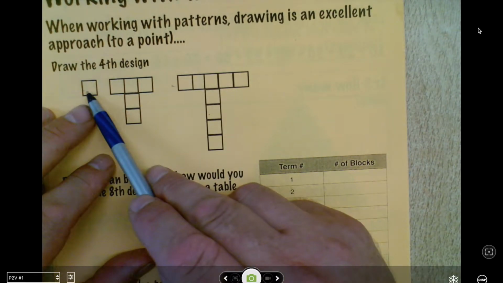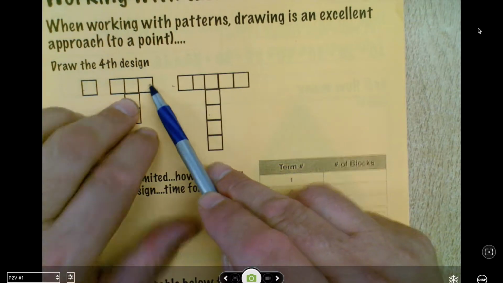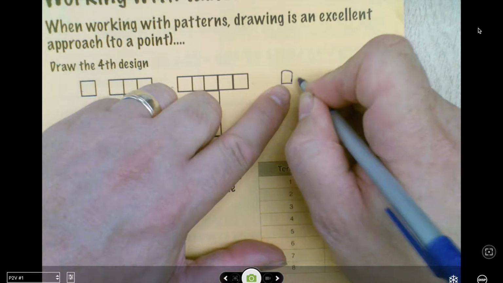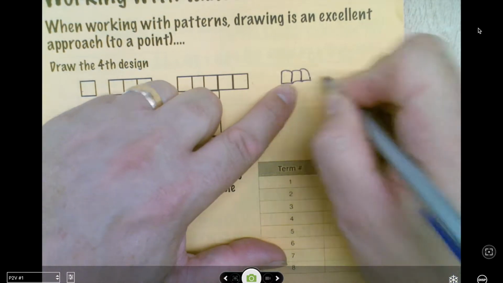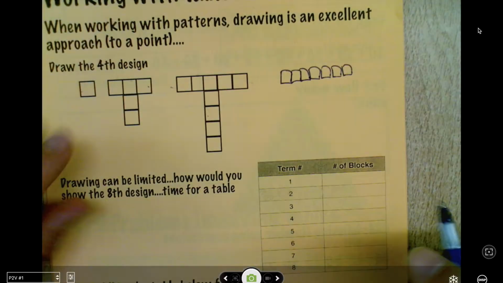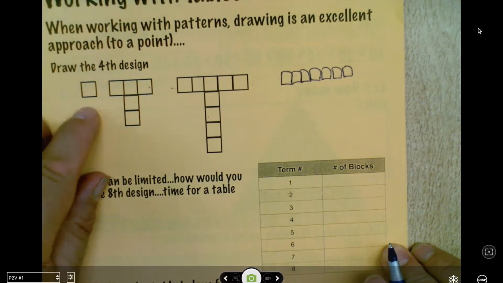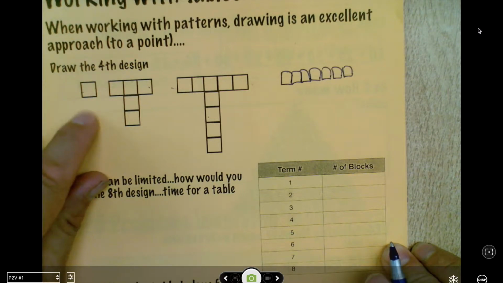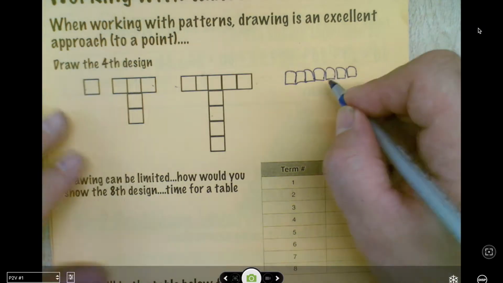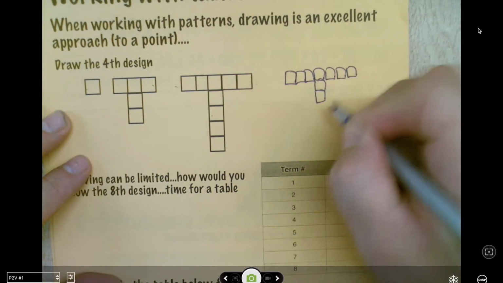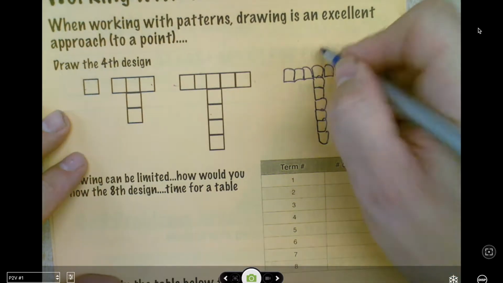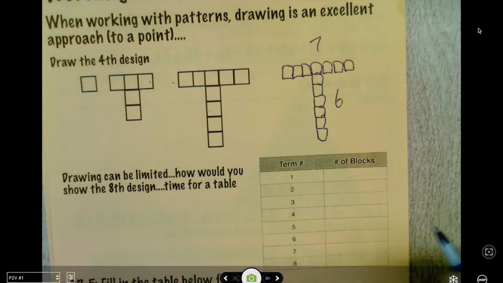First, I've got 1 in the top, then I've got 3 in the top, then I've got 5 in the top. 1, 3, 5. I need to have 7 in the top here. 1, 2, 3, 4, 5, 6, 7. So now I'm going to look at the tail here. I've got nothing in the tail, I've got 2 in the tail, I've got 4 in the tail, now I need 6 in the tail. 1, 2, 3, 4, 5, 6. So I've got 7 up here, 6 over there, that's going to be 13.